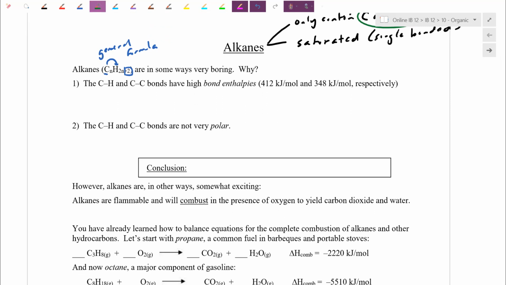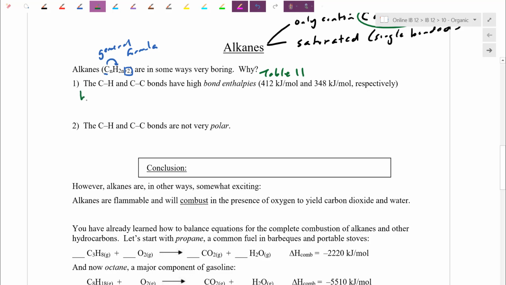Alkanes are actually fairly boring. They're actually very, very low in reactivity. Why is that? Well, when we start looking at carbon-carbon bonds and carbon-hydrogen bonds here, the C-H and C-C bonds, table, I believe it's table 11, will give you these bond enthalpies. How much energy you need to actually rip these bonds apart is very, very high. You actually need to input a really high source of energy here.